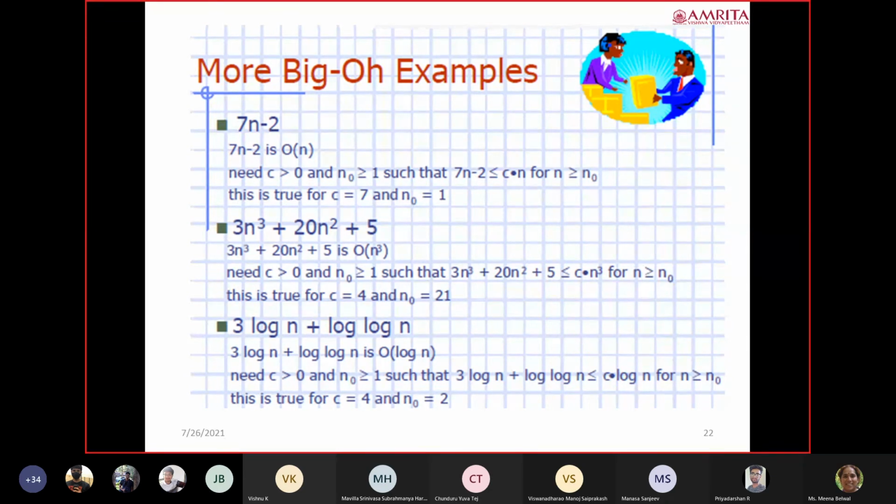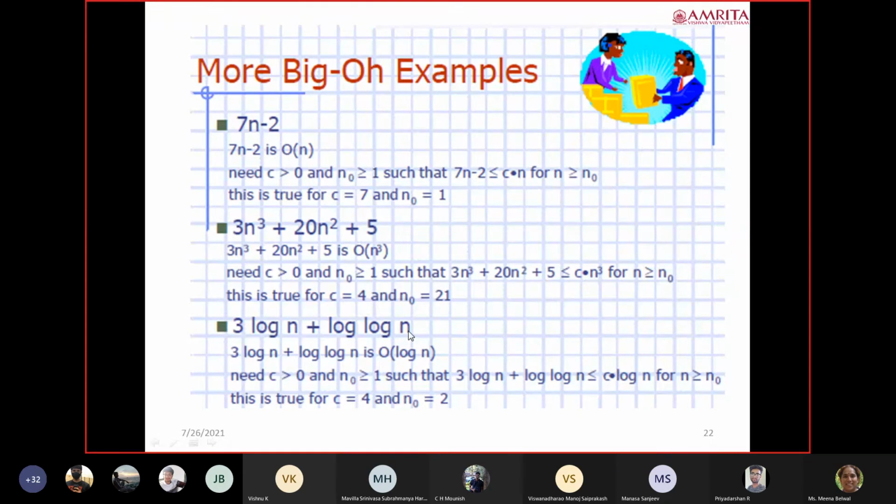Okay. Now 3 log n plus log of log n. All of you know that here the higher order term is log of n. What about log of log n? Whenever you take log of something, you get a lesser value. So let us say this is log of log 4. And by now you must know that when you simply say log, it is considered as base 2. Okay, when you only say log, it is base 2.